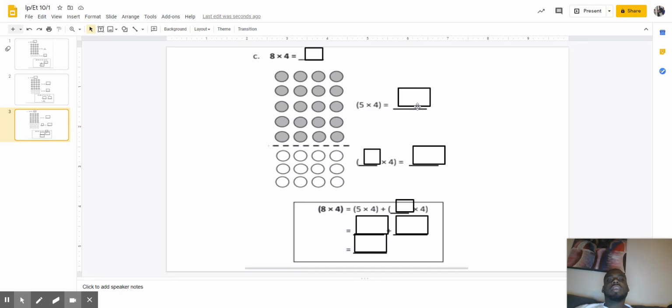You're going to figure out 5 times 4. We broke it up into blank times 4, blank times 4. So 5 plus what equals 8? We broke down 8, which is the first factor. Then you're going to figure out 5 times 4, then that blank times 4 equals blank. And you're going to fill it in, friends.